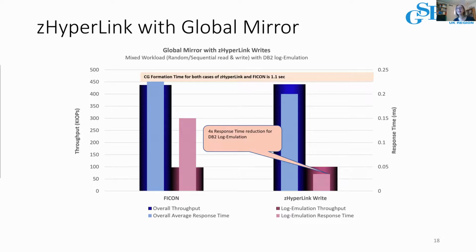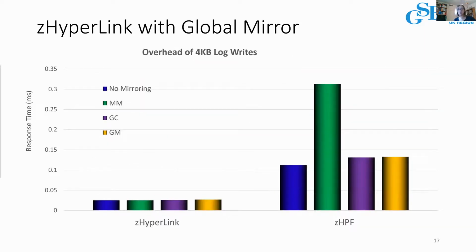The hyperlink writes into the picture. You can see this log emulation. It's not DB2. It's emulating DB2 writes. You can see how much better that throughput and response time is in comparison, with still being able to not impact your consistency group formation. I think that's just incredibly important, and you are seeing that 4x improvement in response time for those hyperlink writes.